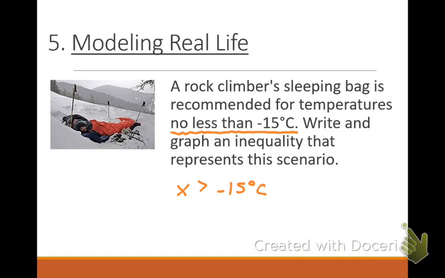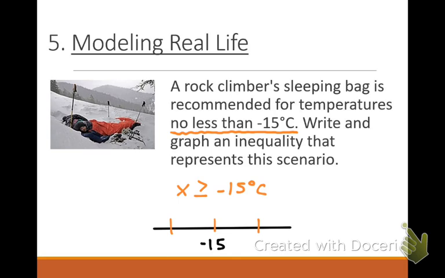Then my question is, if it says it's not less than negative 15 degrees, can it be exactly negative 15 degrees? Yes, it can. So what do I need to put in there? The equals sign. Now it has asked us to go ahead and graph it. How many numbers do we put on our graph? 3. Just put 3 numbers in. Which number goes in the middle? Negative 15.